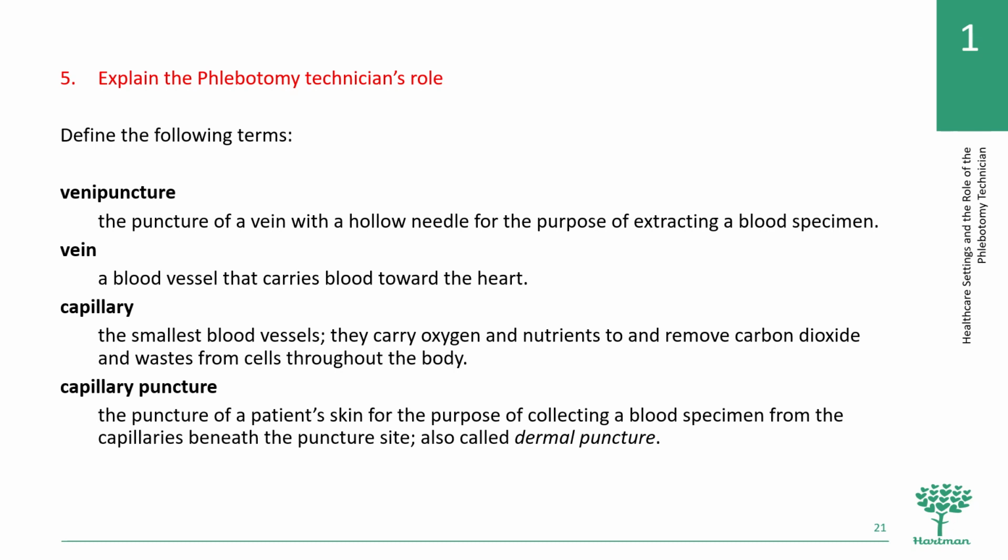Most blood specimens that a phlebotomist collects are collected through venipuncture, or puncture of a vein with a hollow needle. Veins are the blood vessels that carry blood towards the heart. Some blood specimens are not collected from a vein, but from tiny blood vessels just beneath the skin called capillaries. Capillary punctures, or dermal puncture specimens, are collected by puncturing the patient's skin, usually on the fingertip for adults and children, or on the heel for infants.